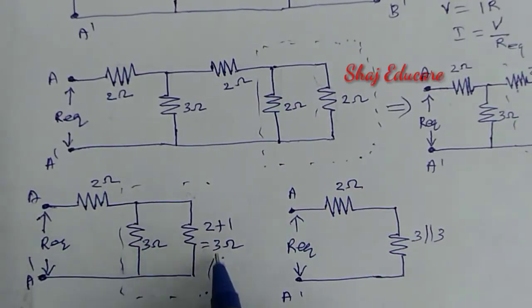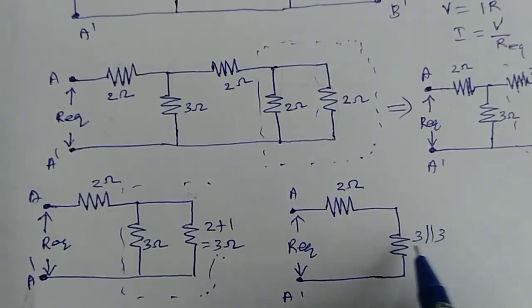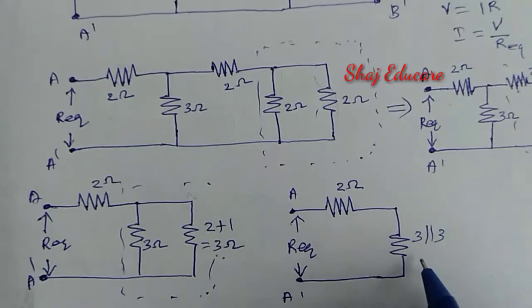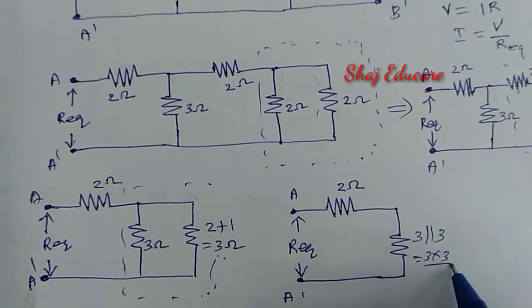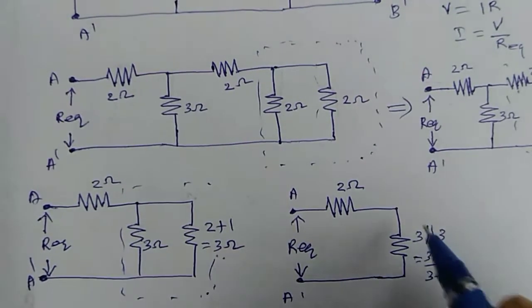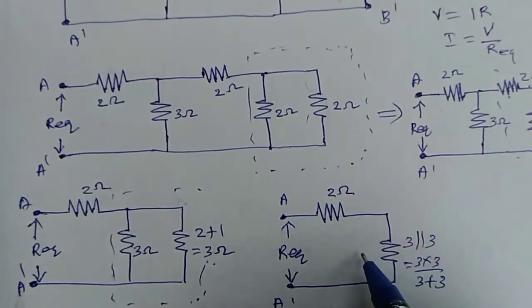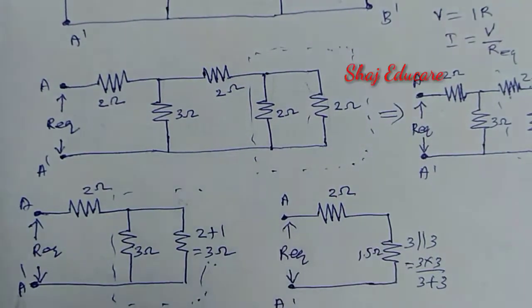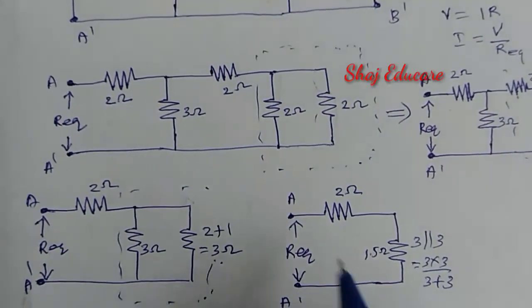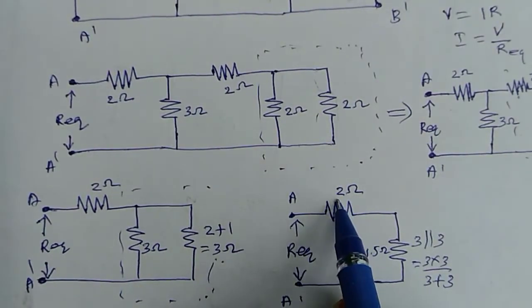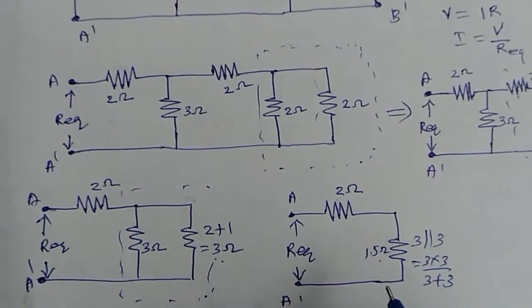These 3 ohm and 3 ohm are parallel. Let us replace them with their equivalent resistance: 3 into 3 divided by 3 plus 3. That will give this resistance as 1.5 ohm. Now what about the relationship between these 2 ohm and 1.5 ohm?